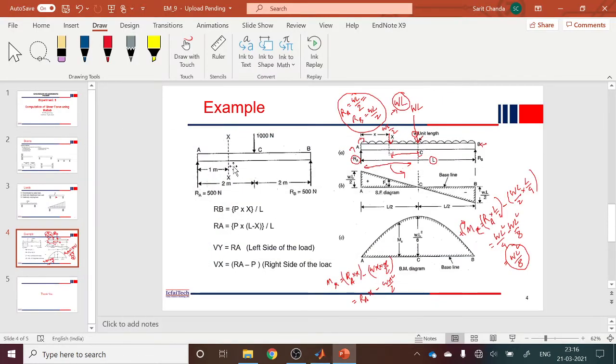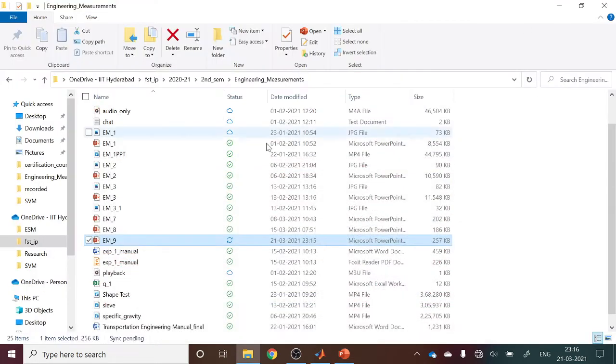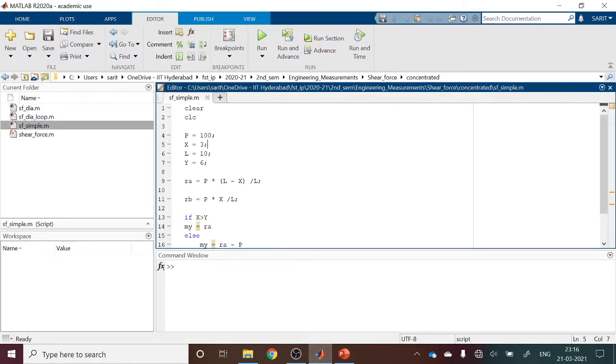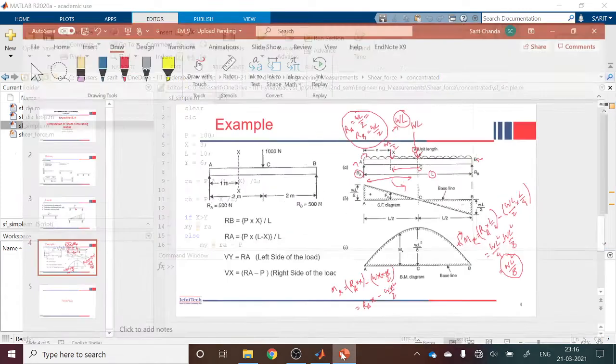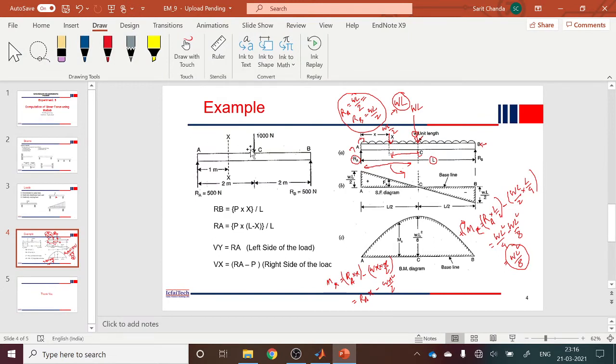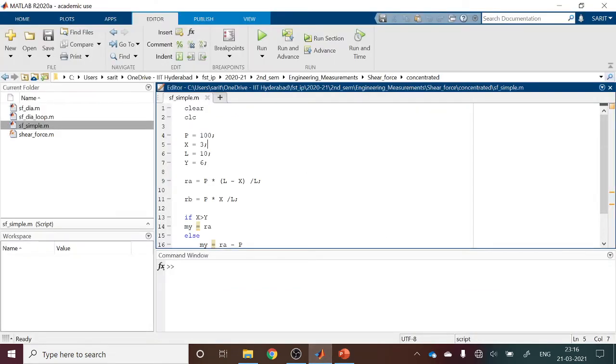X is where the load is acting. Here, for example, X is 1 meter, but in our problem we consider X as 3 meter. Then L is the total length of the span, which is 10 meter, and Y is 6 meter. So what is Y? Y means at that location we are finding out the shear force. Here the concentrated load is acting at the center, L by 2. But in our case, X is 3, where the concentrated load is acting from the left hand side support, and Y is where the section is, where we are finding out the shear force.